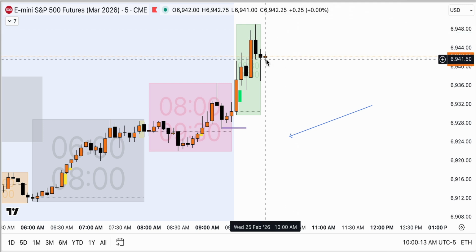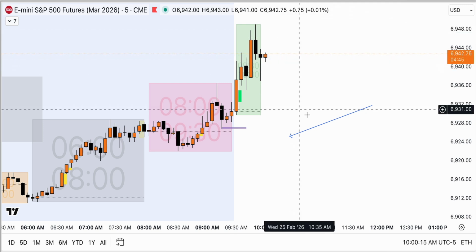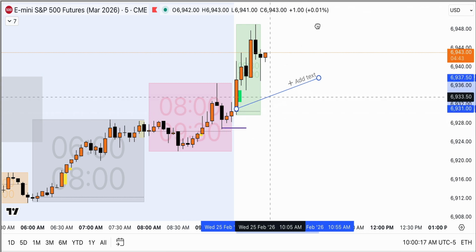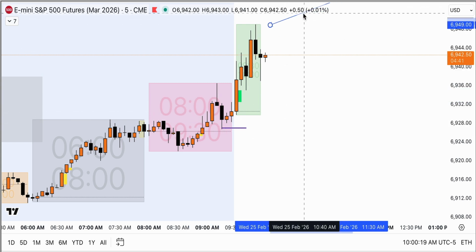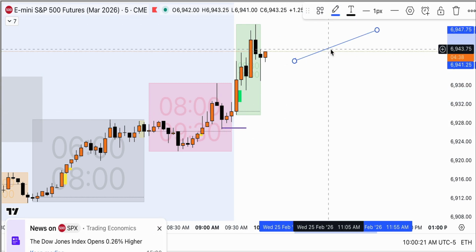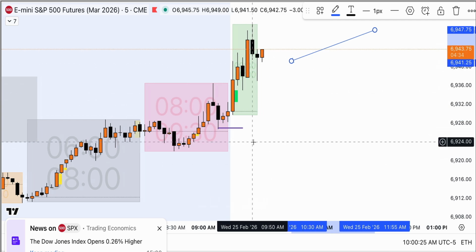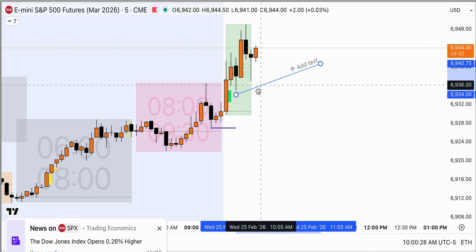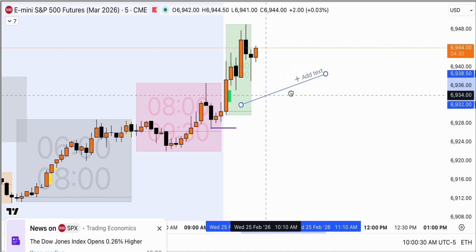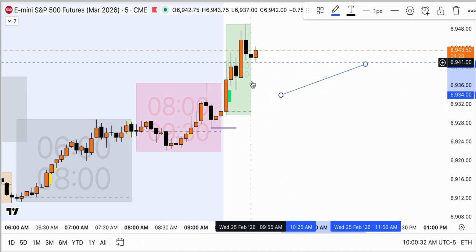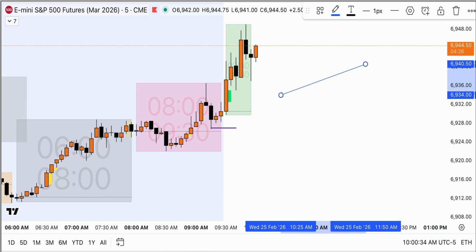All right, so it's 10. We do have this swing low and this swing high right here. So that's been formed because we have three bars at the top and three bars at the bottom. Now, I do have this 5 minute fair value gap that we haven't tagged yet. So I'll just mark that.